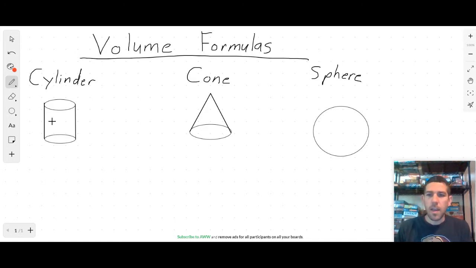Now all of these figures are going to have basic formulas that you don't even have to memorize. We always give you the formulas. They're easy to look up or Google, so you just have to know how to use them. So let's start with the cylinder.